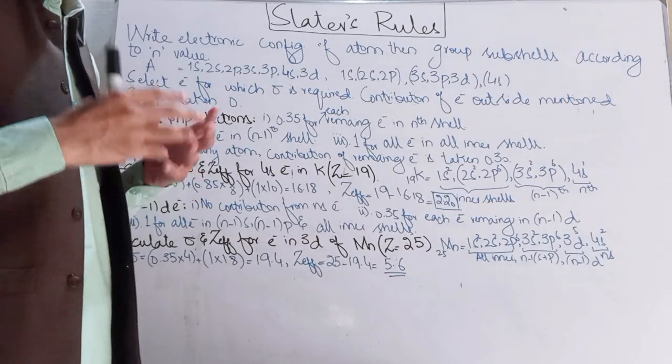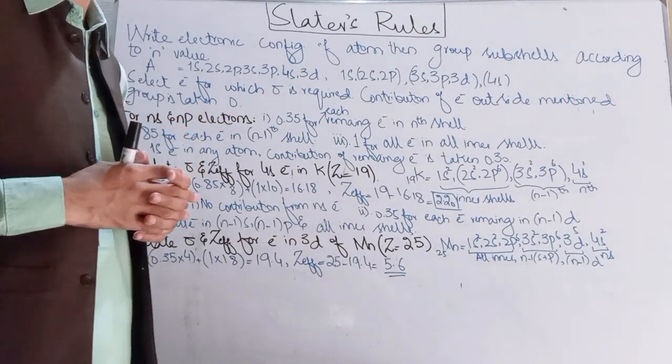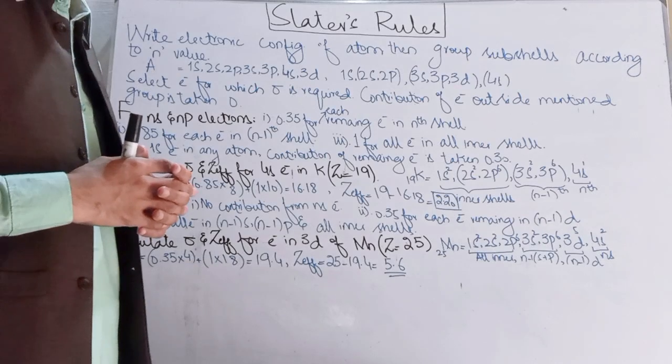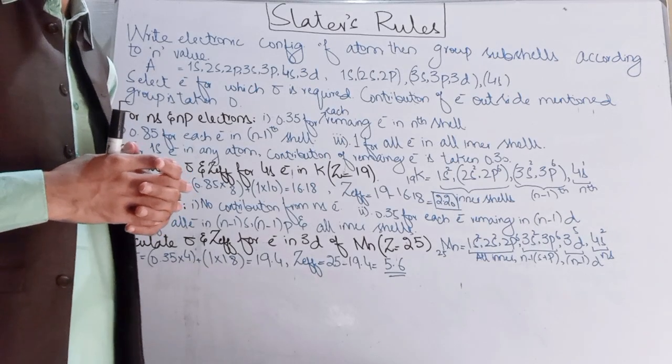Dear students, in today's lecture we are going to talk about Slater's rule. Basically, Slater's rules are used to calculate the value of sigma, that is the screening constant, and the value of the Z effective atomic number.